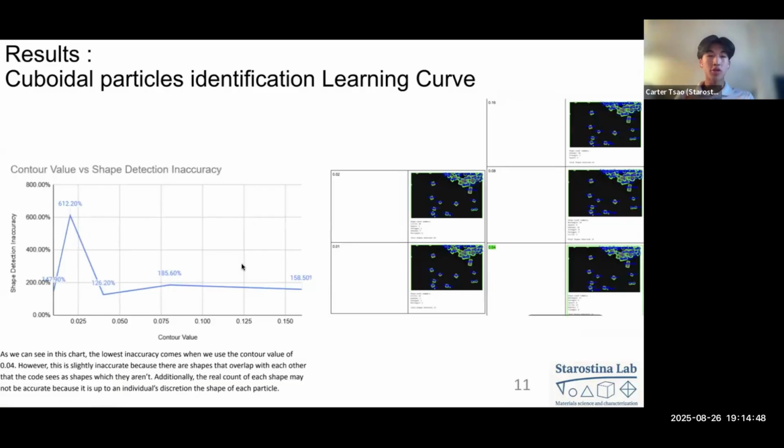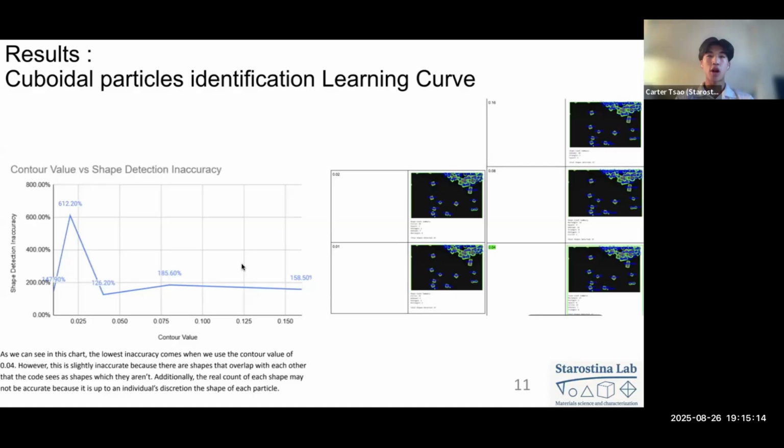So these are our results for the cuboidal model. As Matthew spoke about, we have several different types of data sets. This covers the cuboidal particle data set. As you can see on the left, this is a graph of different contour values versus the shape detection and accuracy, with the shape detection and accuracy on the y-axis and the contour values on the x-axis.